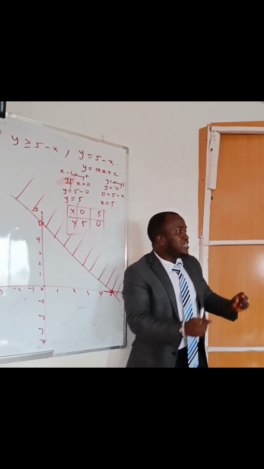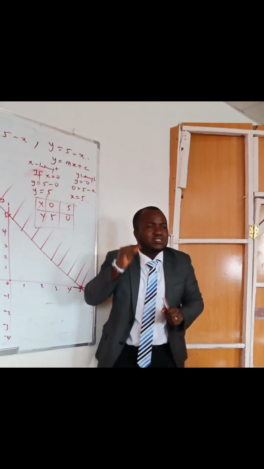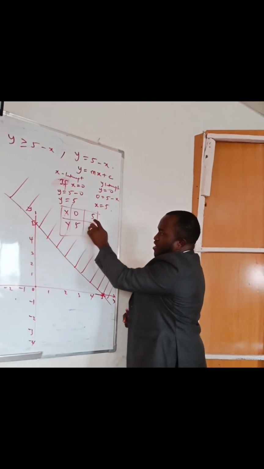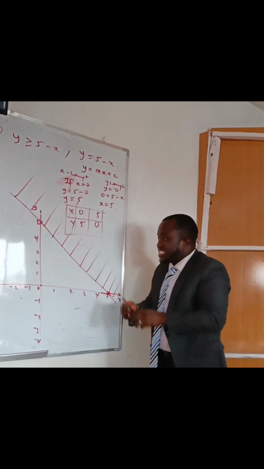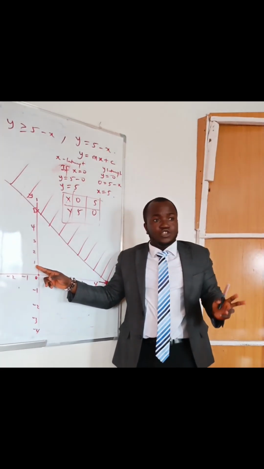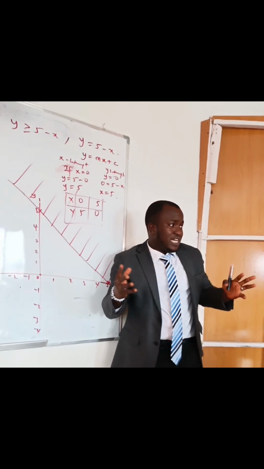Please take note of that. If they don't give you a particular scale, what will determine the scale is the table of values. So the table of values we are using here is (0, 5) and (5, 0). So we have decided to use, on the y-axis, 2 centimeters to represent 1 unit. And don't forget what 2 centimeters is all about.